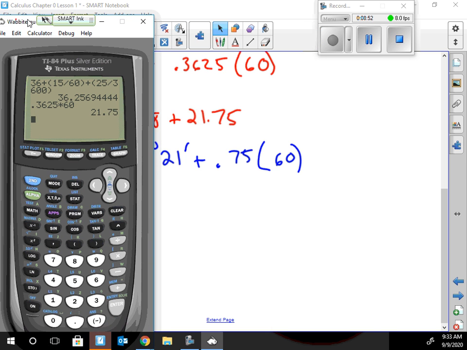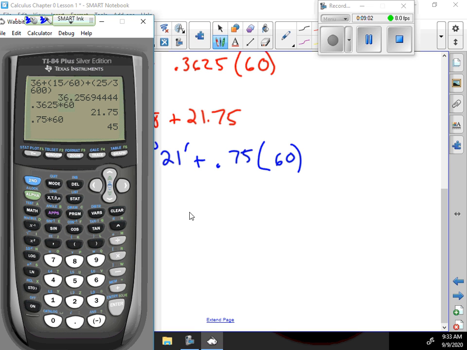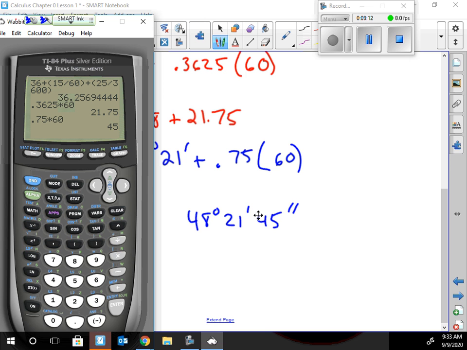When I do that, 0.75 times 60 equals 45. That's going to give me my number of seconds. So I have 48 degrees, 21 minutes, and 45 seconds. And that's my final answer for degrees, minutes, seconds form.